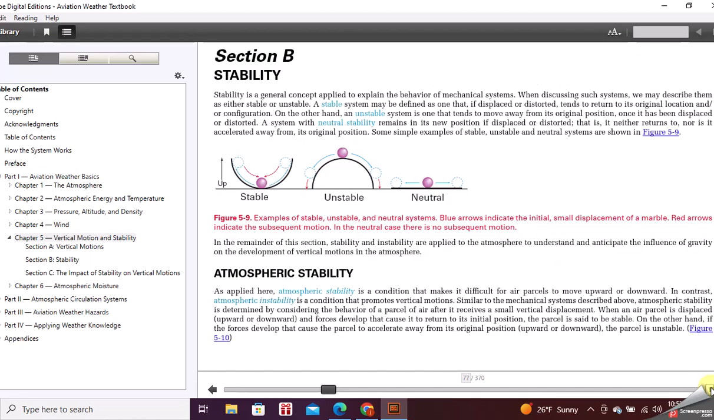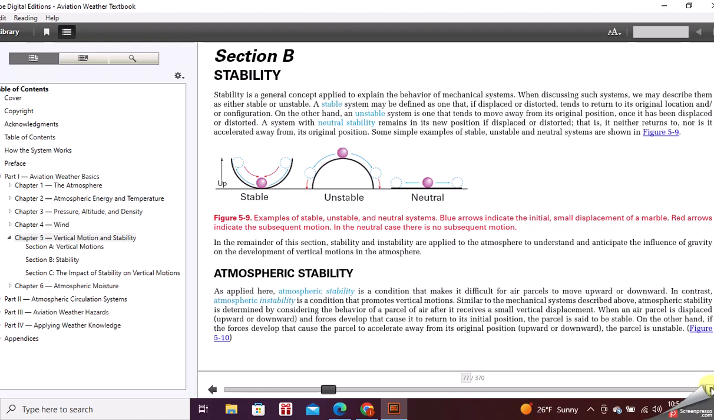Stability. Think about a hot air balloon rising in the atmosphere. Why does it go up? It's because the air is less dense in that balloon than the surrounding air. If you have an air parcel that's heated, the air pushes the molecules further apart. So you have fewer molecules, the air is less dense, and that air parcel moves upwards. That is unstable air.